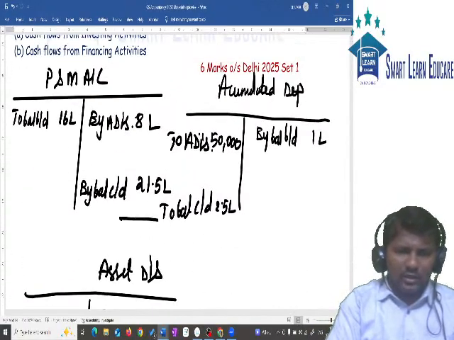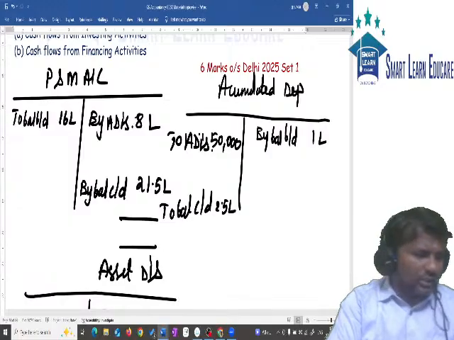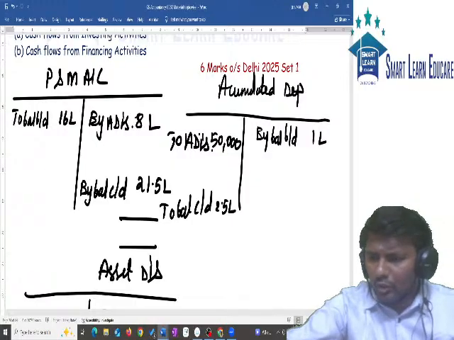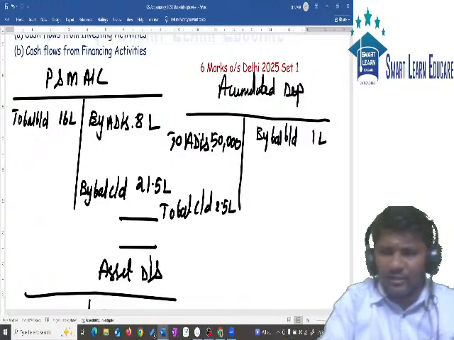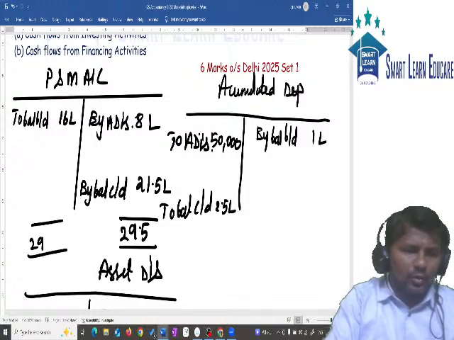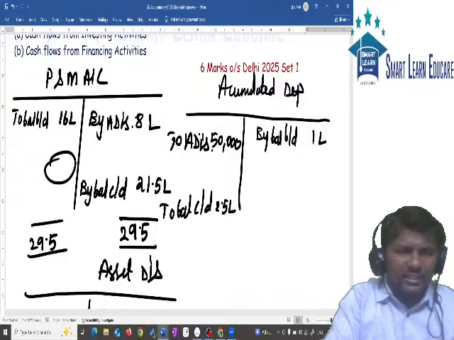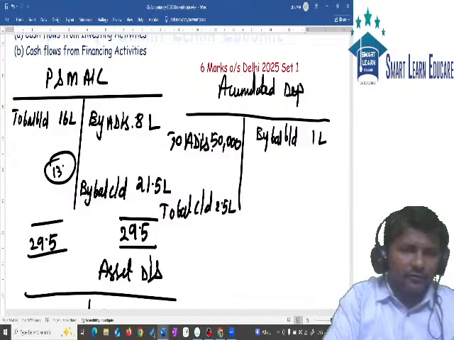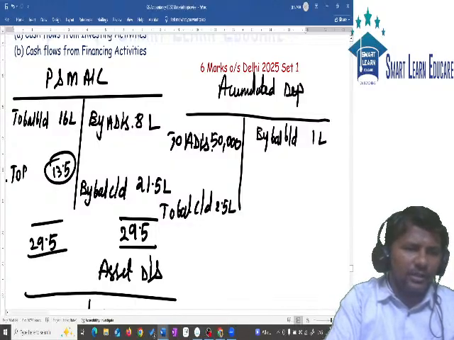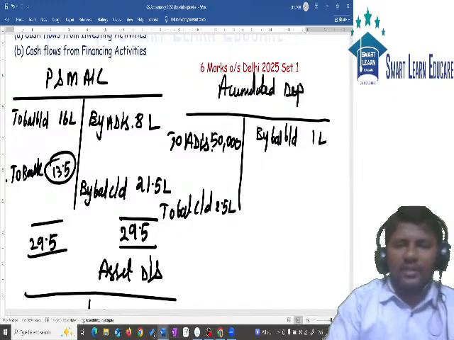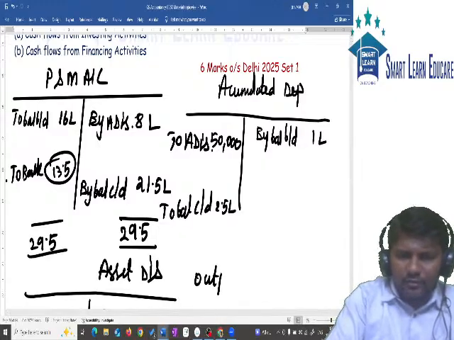Come to the asset account. Tell me the debit side total and the credit side total. 21.5 plus 8 lakh will give you 29.5. 29.5 minus 16 lakh will give you 13.5. This 13.5 is nothing but purchase of asset to bank. It is outflow of cash for purchase of asset.